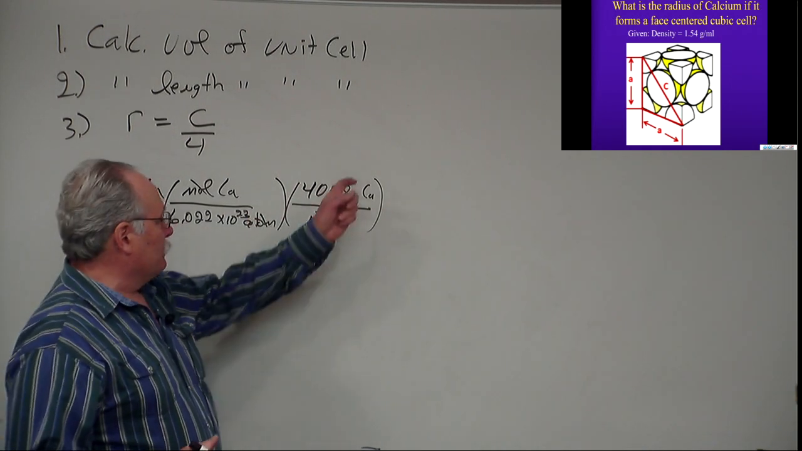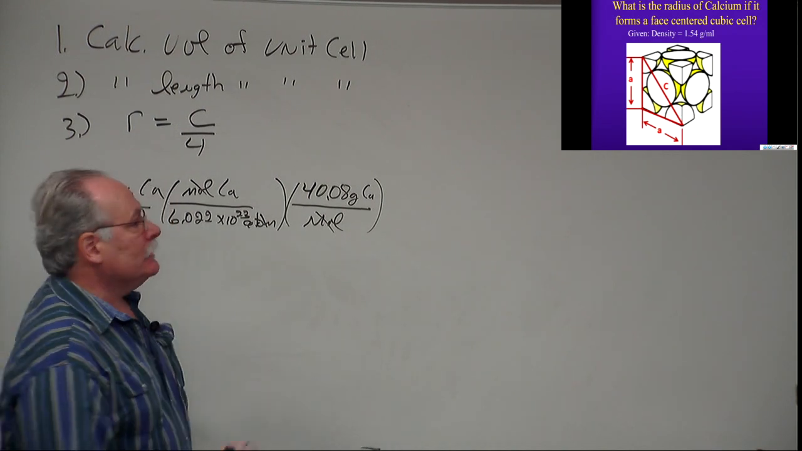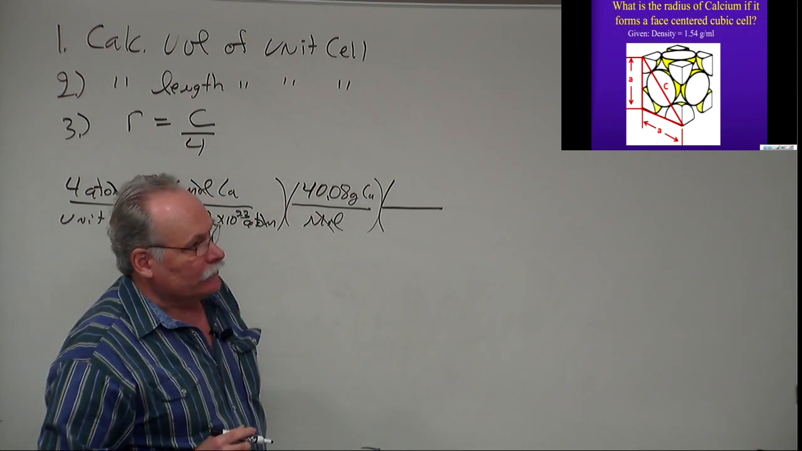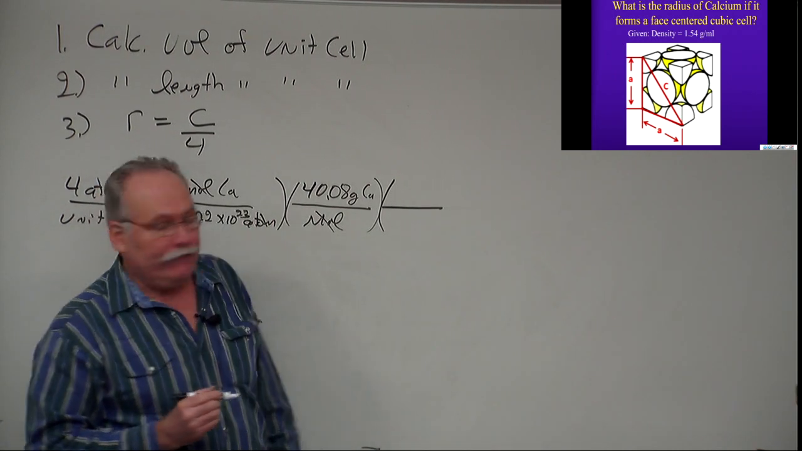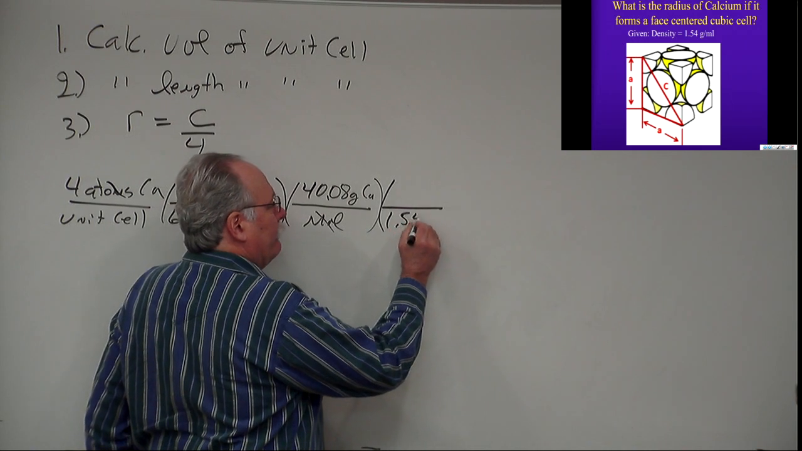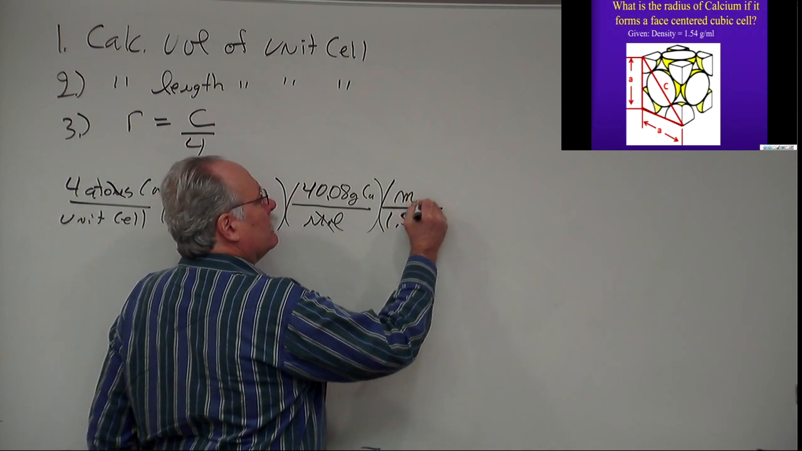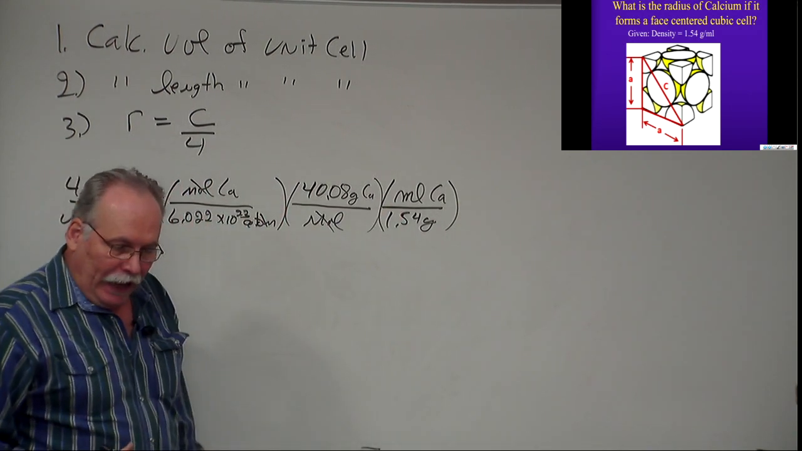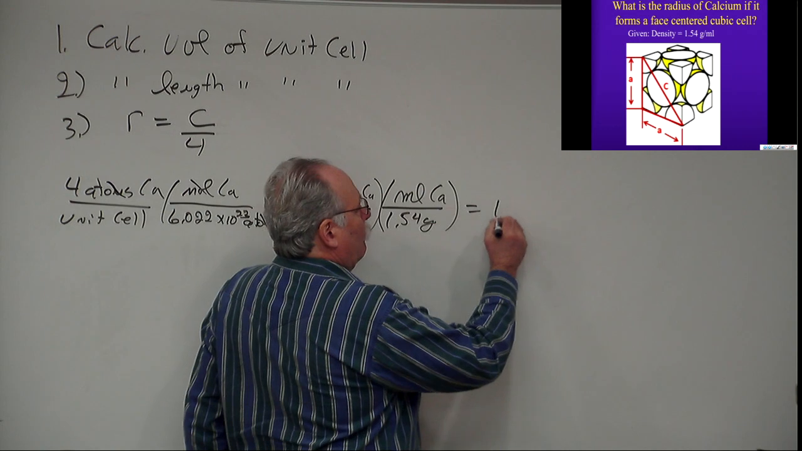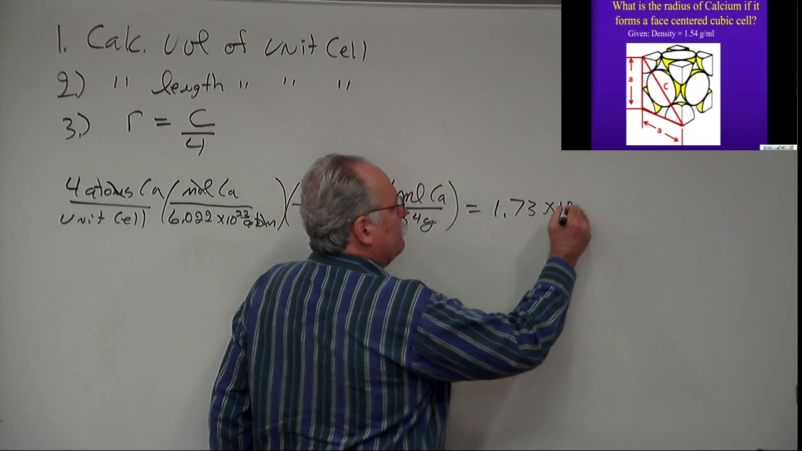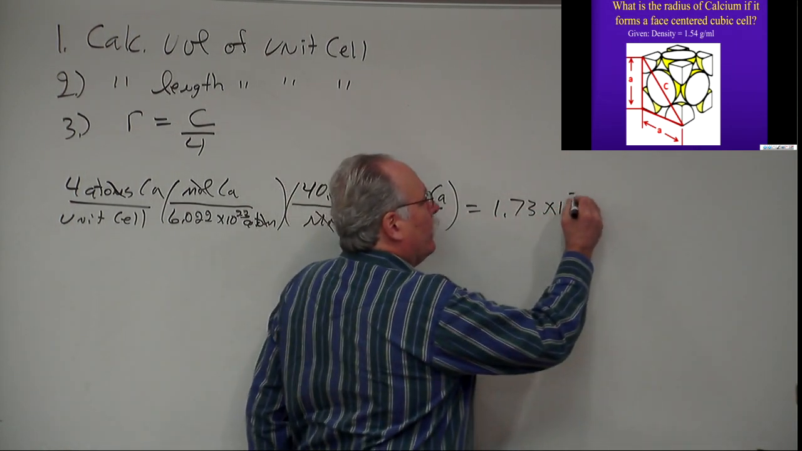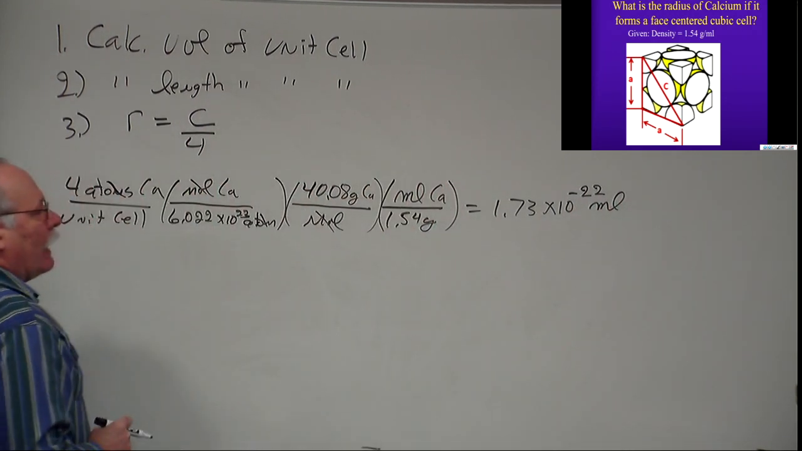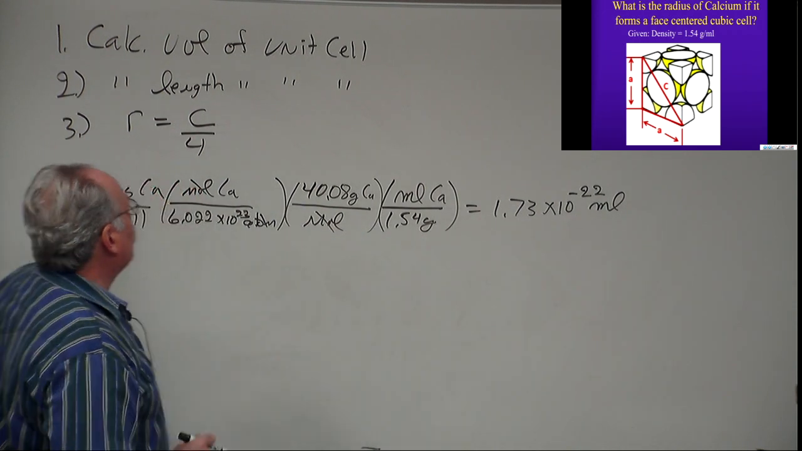Now, the density allows me to go from mass to volume, but I need to divide by the density to get rid of grams. So the density of calcium is 1.54 grams per milliliter of calcium. Okay, remember a milliliter is a centimeter cubed. And I bring out my calculator, and I get 1.73 times 10 to the minus 22 milliliters. Okay? Now I want to convert this to length, okay?